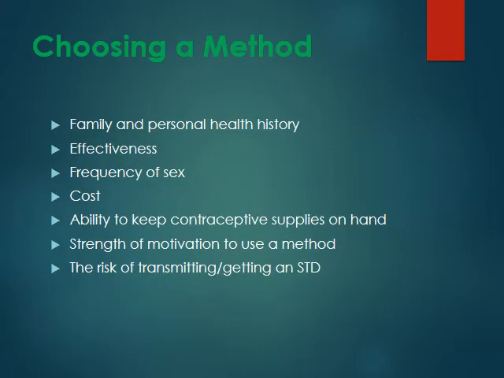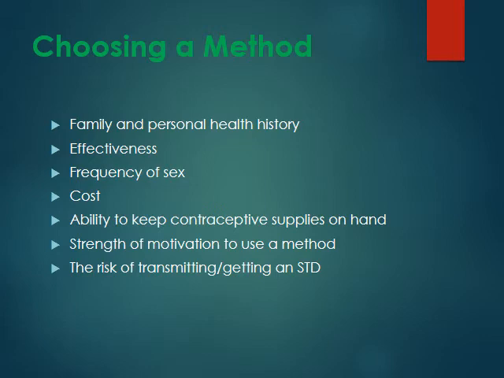Choosing a method requires a good talk with the patient and her partner, perhaps, about different angles to look at. And family and personal health history. Are they able to take a hormone method, or do they have a health history that prevents them from taking hormones? What is the effectiveness rate they need? Do they want as close to 100% as possible, or are they willing to accept a pregnancy if it happened in the less effective methods?